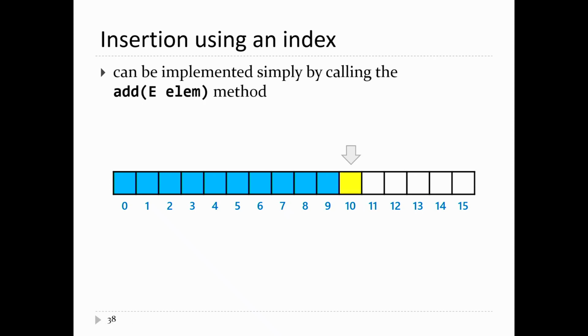Now, to add at the end of the list, it's easy. You don't write your own method. You just call the add method that adds at the end of the list. So if you detect that the caller is trying to insert at the end of the list, just call add, and away you go.